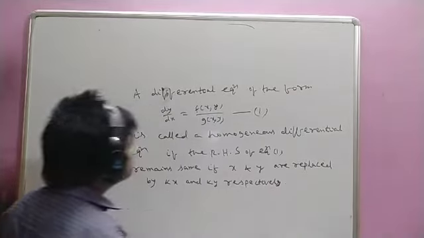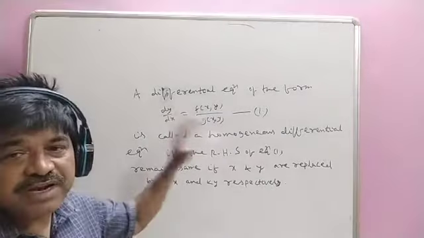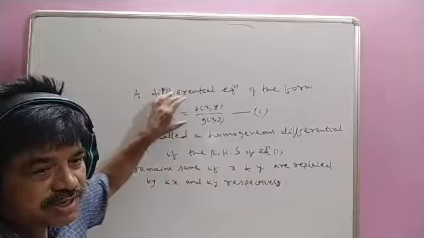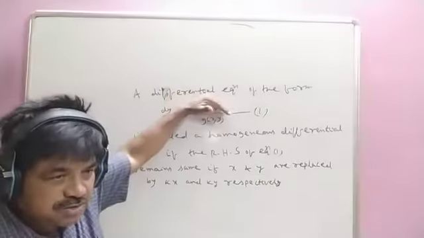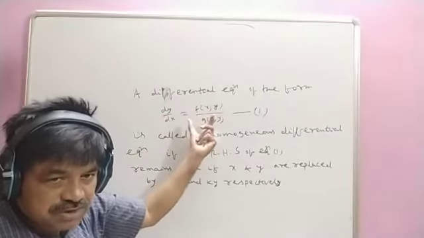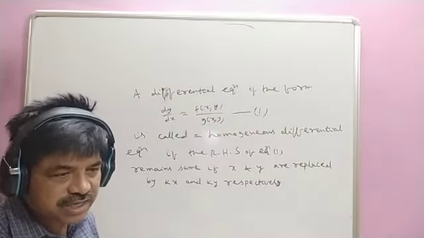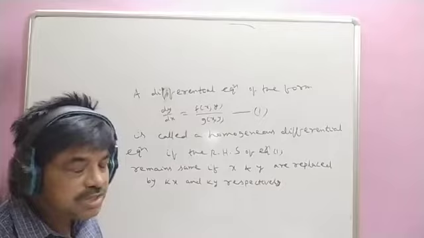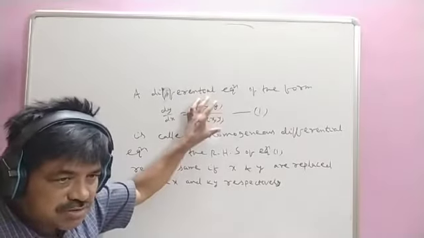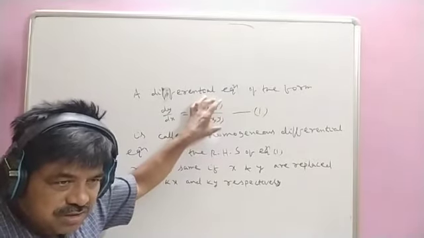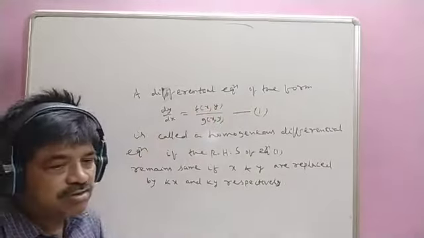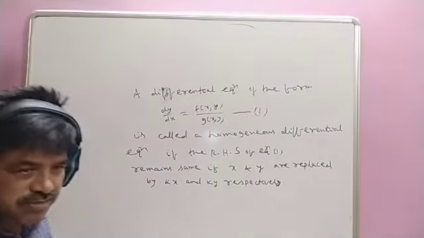Okay, that means listen to me mindfully. If the form is dy by dx is equal to f(x,y) by g(x,y), where f and g are some functions of x and y, then on the right hand side you replace x by kx and y by ky. If the right hand side remains same, as before, then you can say that it is a homogeneous differential equation. Let us take one example.